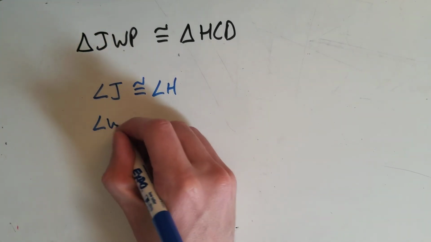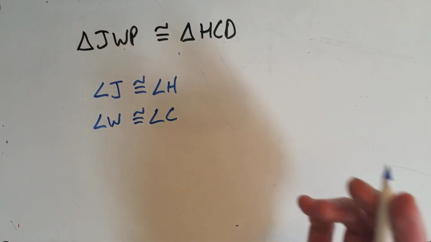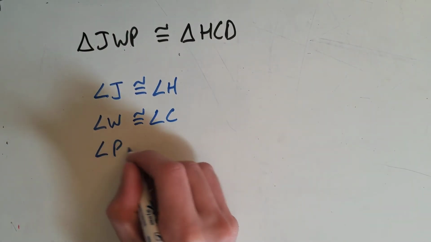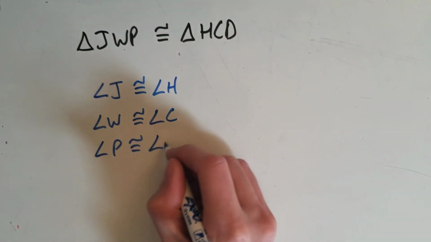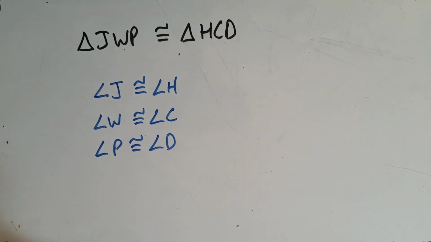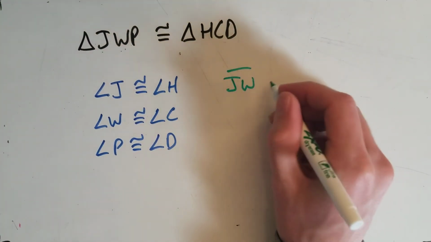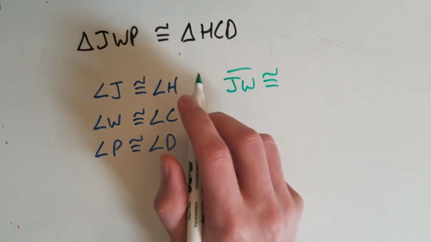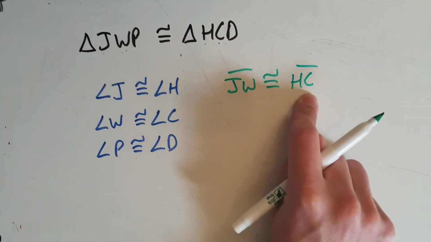Angle W, well, that's going to be congruent to angle C because they correspond with one another. And angle P, that's going to be corresponding with angle D, which makes them congruent. So these are all the angles that are congruent. They're all the angles that are going to correspond with each other. We also can do the sides. Let's do JW first. So side JW, that's going to correspond with HC, so that makes them congruent. JW is congruent to HC.